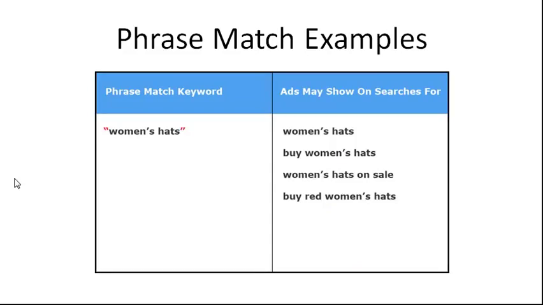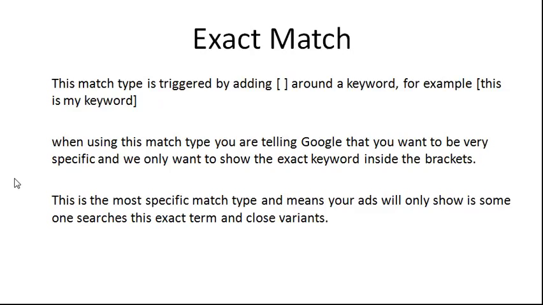Here are a few examples of some search terms that would trigger your ads if you were using phrase match. So the keyword again is women's hats. As you can see, it triggers women's hats, buy women's hats on sale, buy red women's hats. Now what you'll notice here is women's hats is in each search term in that exact order. However, there can be keywords in front of it like buy, or after it like on sale, or before it again like buy red.